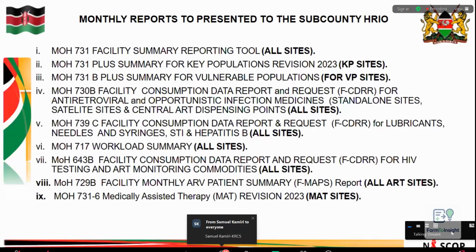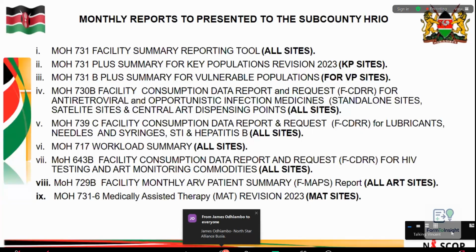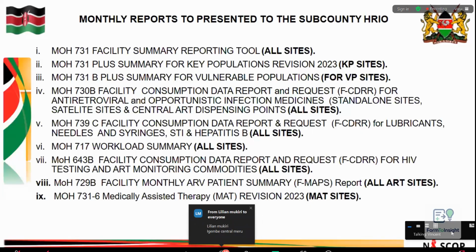But we have some certain small facilities like healthcare centers or even DICEs that do not have data entry rights on KHIS. So what they do, they need to aggregate that data at facility level and submit the reports together with other reports like the MOH 731 comprehensive, the 717 workload, and all other reports to the sub-county HRO for data entry onto KHIS.